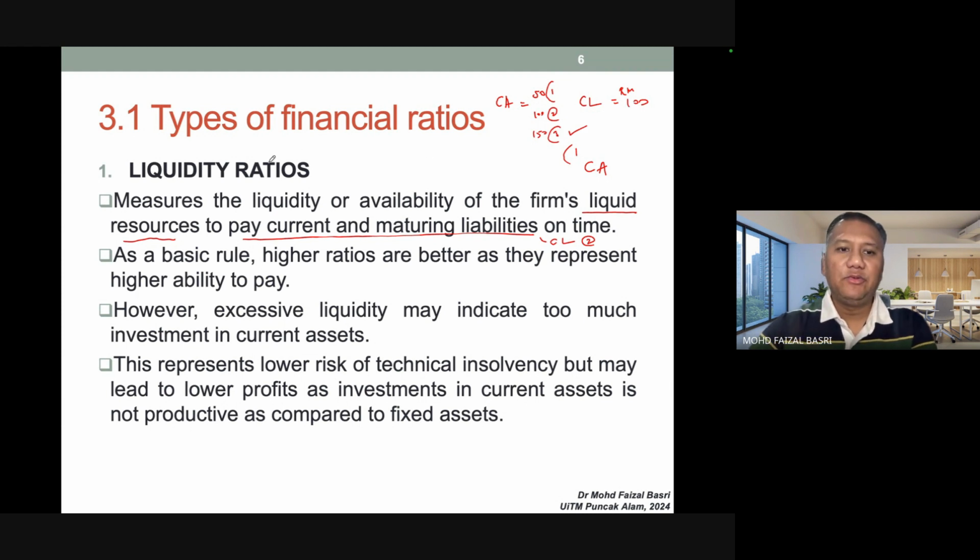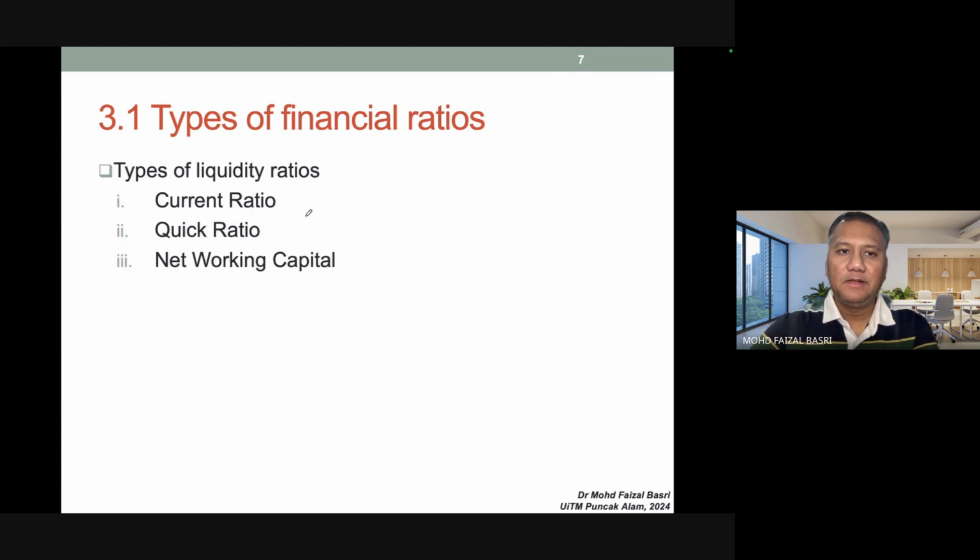Okay, so under liquidity, as I mentioned tadi, we have three different types of ratios: the current ratio, quick ratio, and also net working capital. But for liquidity ratio, just remember dua benda je. Kita nak tahu current assets dia berapa nilai dia, and number two, what will be the current liabilities. That's it. So all three ratios akan gunakan these two je. Okay, current assets and current liabilities.